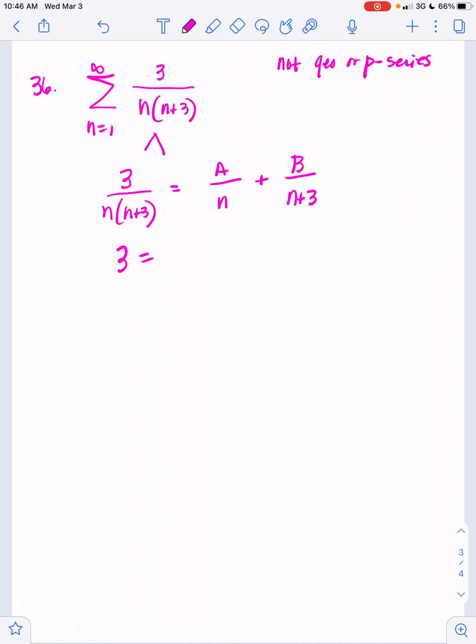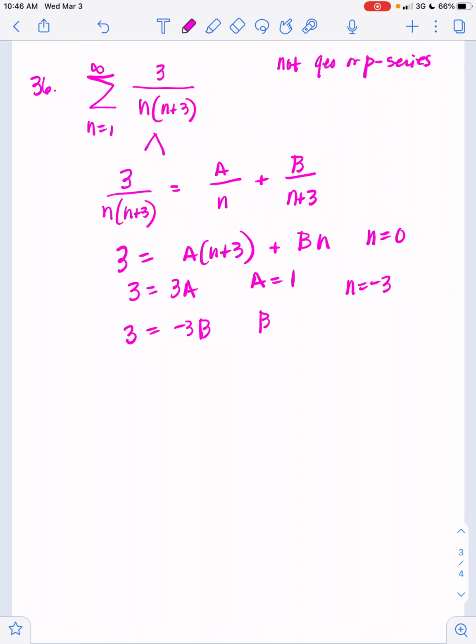I'm going to solve this. And I'm going to say, well, if n equals 0, then 3 is equal to 3a, and a is equal to 1. If I let n equal negative 3, then 3 is equal to negative 3b, so b is equal to negative 1. So now I have 1 over n minus 1 over n plus 3. Looks like a telescoping series to me. And just to be sure, let's do a few terms.